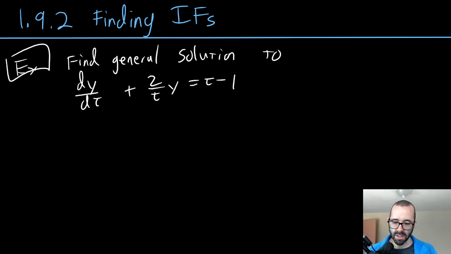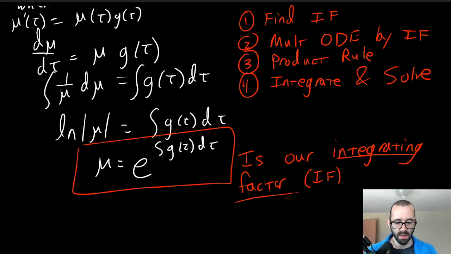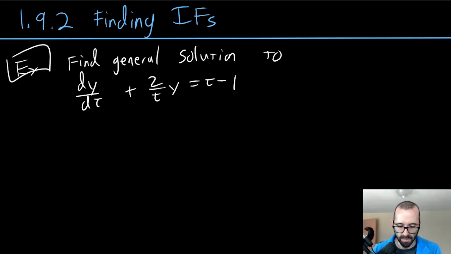So what we're going to do is integrating factors. So remember, we have to find the integrating factor, which is what this is. We'll multiply our ODE by the integrating factor. We'll use the product rule, then we'll integrate and we'll solve. Let's see what that looks like.